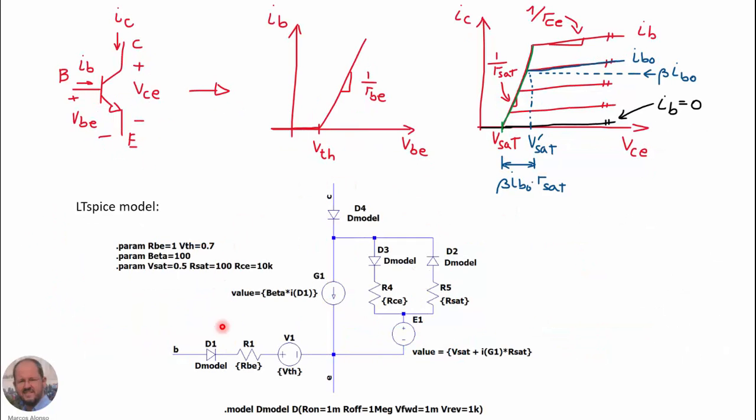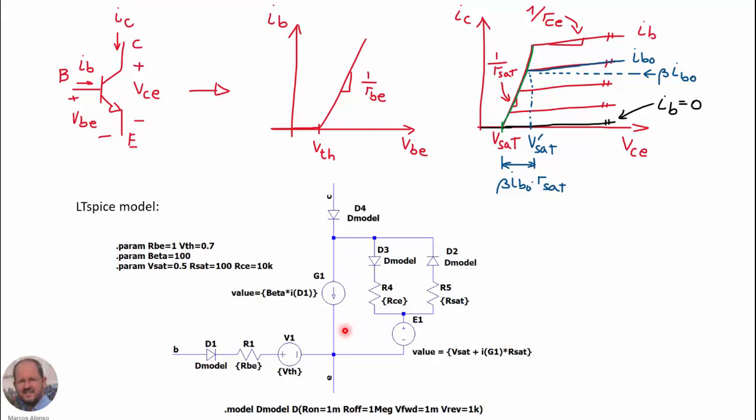So here we have the LTspice model that we have developed. The idea is that between the base and the emitter, we use the typical piecewise model of a diode. We employed an ideal diode here, D1, the series resistance, RBE, and the series voltage source, VTH. So with this, between the base and the emitter, we are going to have this characteristic.